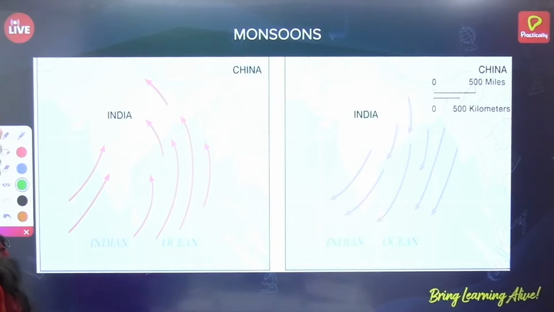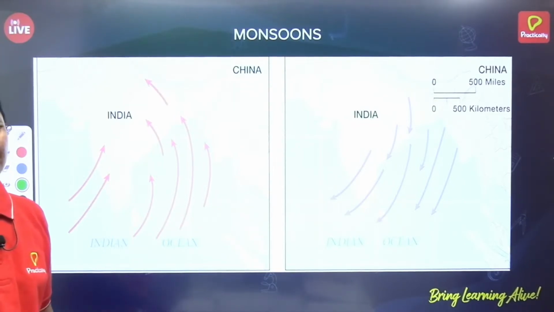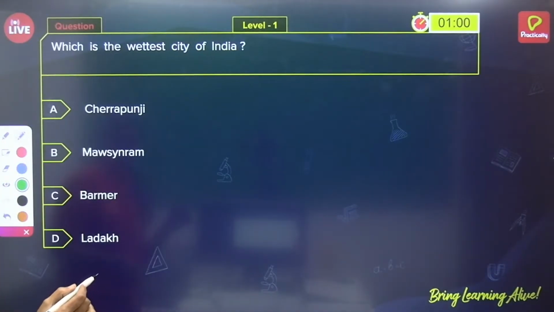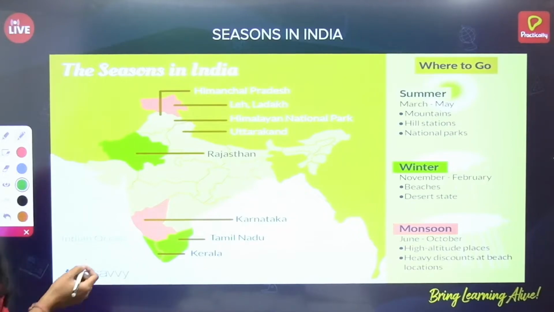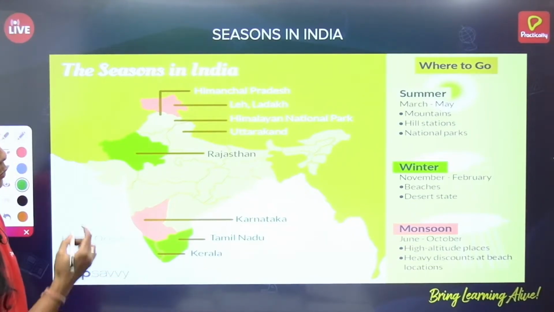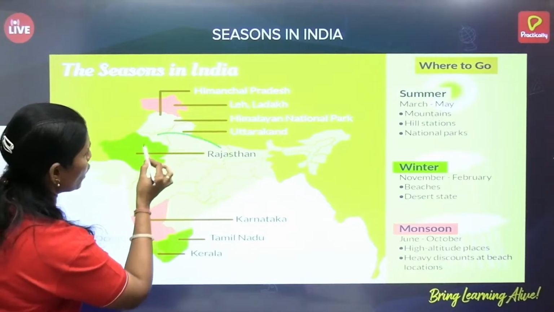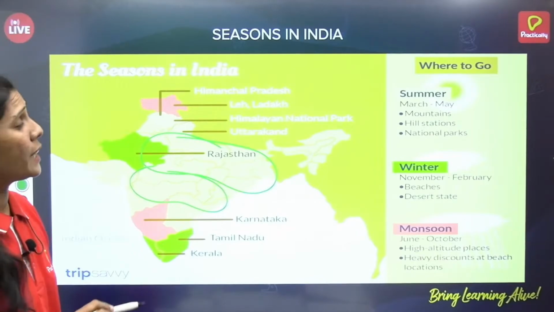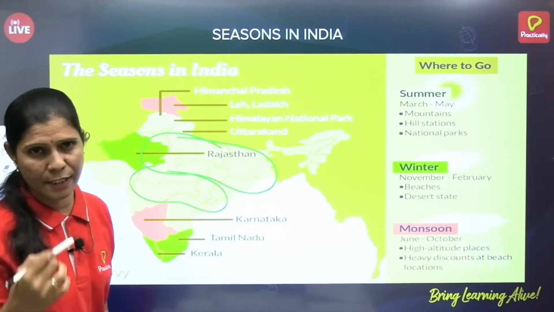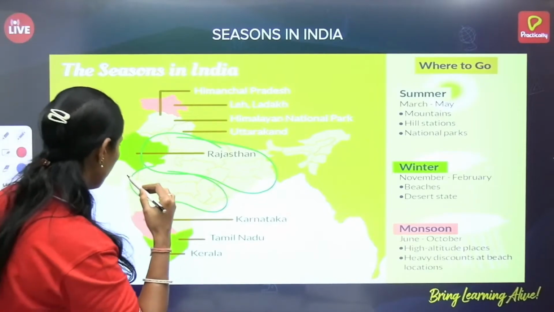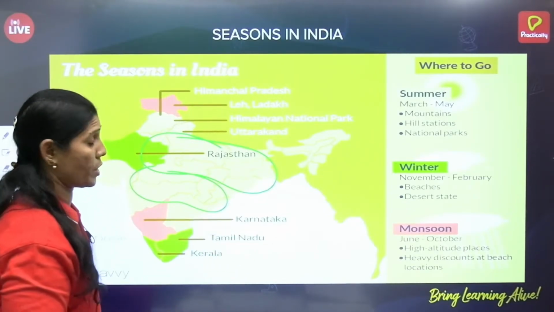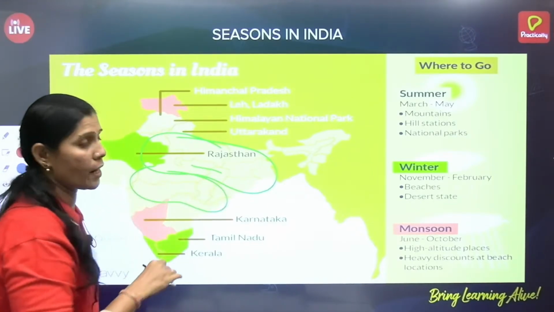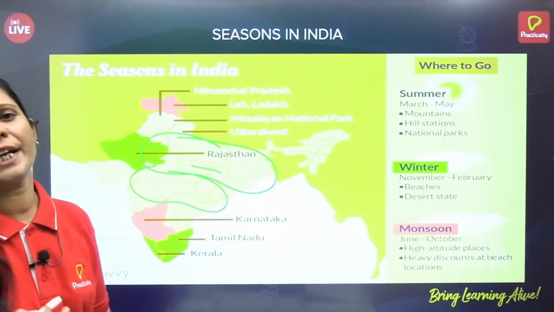Let us have a look. See, in summer months, what happens? I'll show it on the map. During the summer months, especially in North India, in March to May, the temperature increases extensively, even 40-45 degrees Celsius. Due to the more heat, what happens?